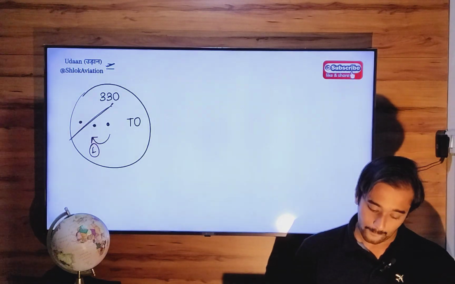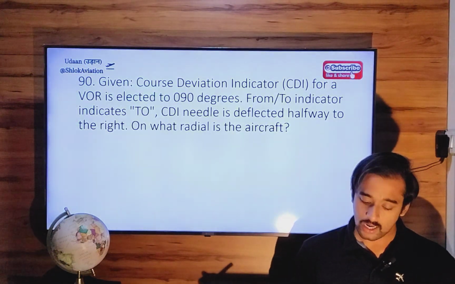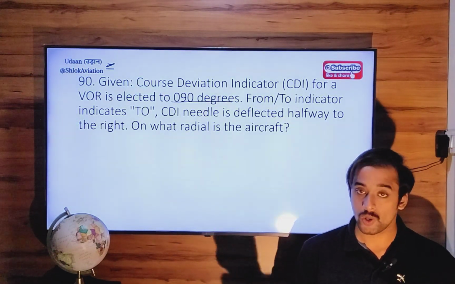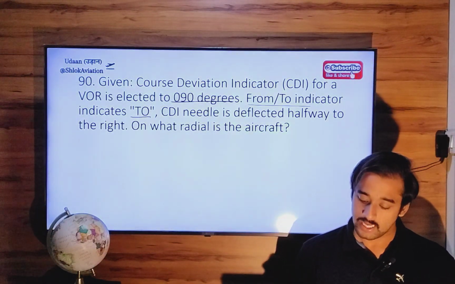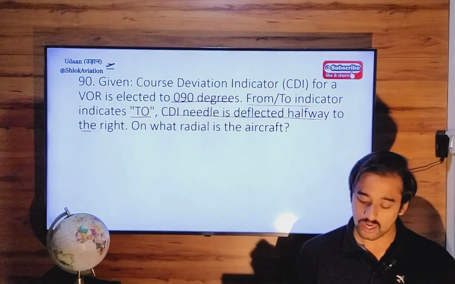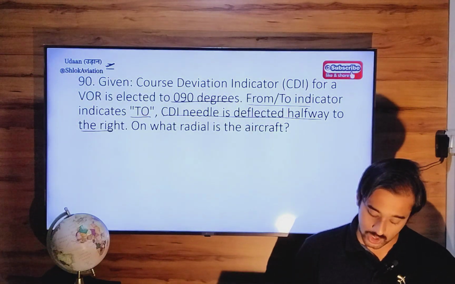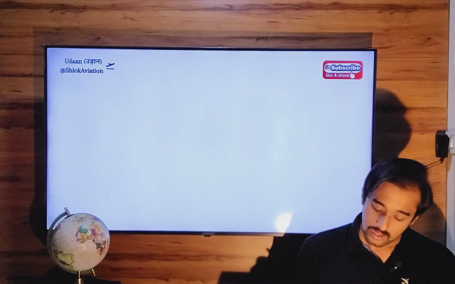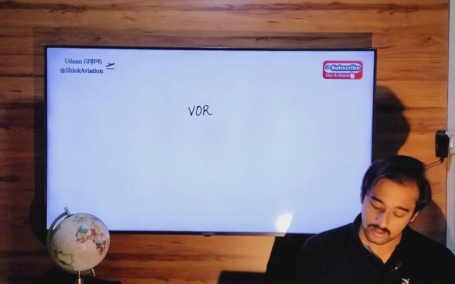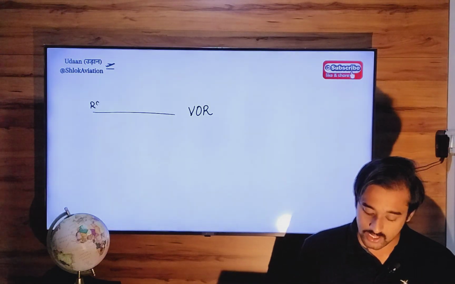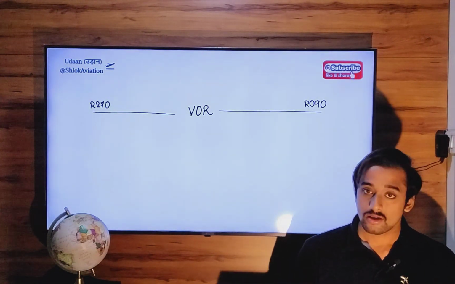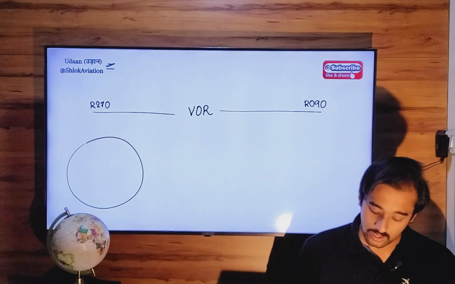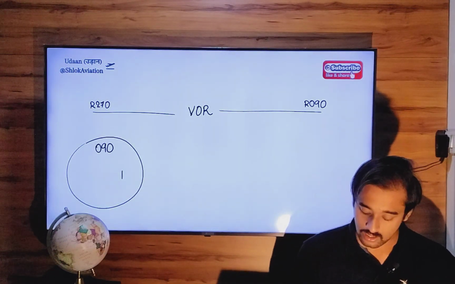Question 90. CDI for a VOR is selected 090 degrees. From and to indicator is showing you 2. CDI needle is deflected halfway to the right. On what radial is aircraft situated? Very simple. VOR station is here. This is radial 270. This is radial 090. Now the obvious selection is 090 with a 2 indication.